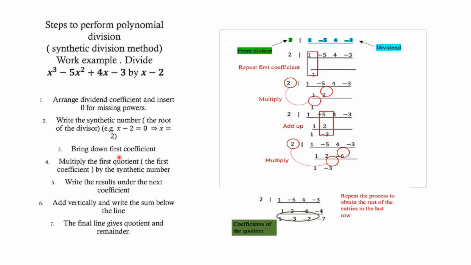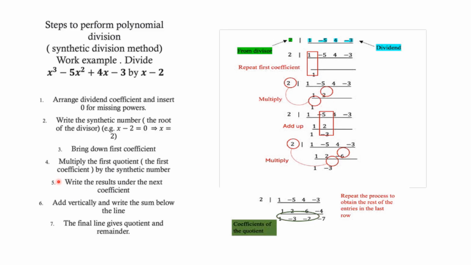Now, bring down the first coefficient. So here, after writing your coefficients and the synthetic number, I will write my first coefficient. The first coefficient is 1, and it will be written here. Then the next step, multiply the first coefficient, the first quotient, by the synthetic number. So the first coefficient is 1, and I'm going to multiply 1 by 2. So 1 times 2 gives us 2. Have you seen the 2?